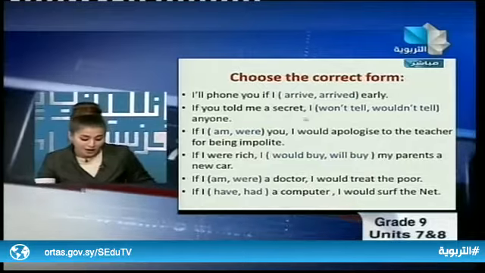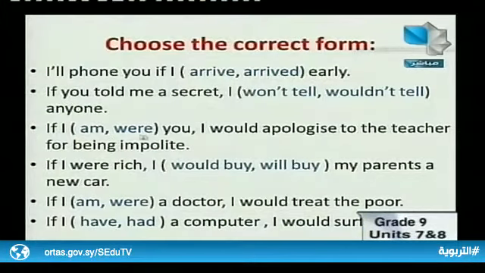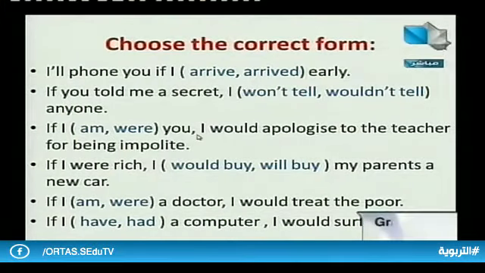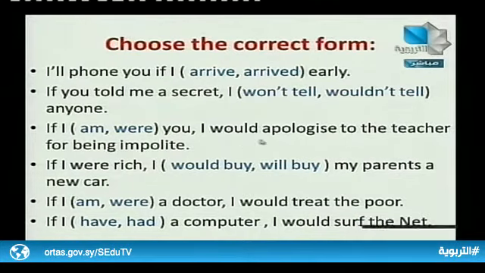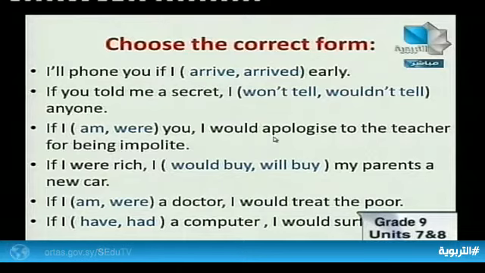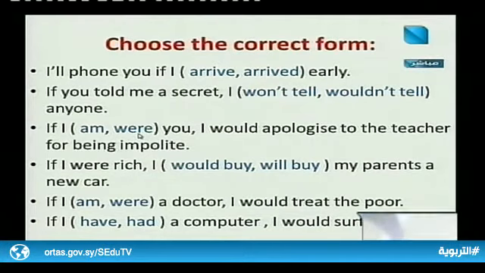Good. If I am or were you, I would apologize to the teacher for being impolite. In this sentence, the two words in the brackets are am and were. We cannot say am, because after I would apologize, that means would plus infinitive. It means at the beginning of the sentence we are going to choose past. So I'm going to use were instead of am.